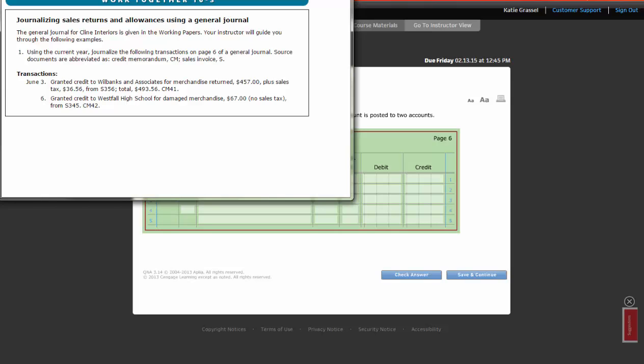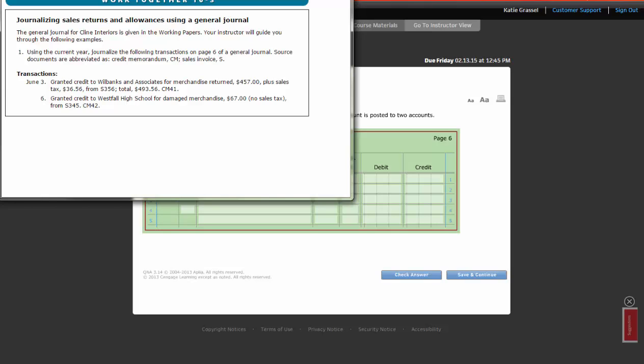Now, in the last chapter, we learned about debit memorandums. What do debit memorandums deal with? Returns of merchandise. So when merchandise is returned, we're going to have a debit memorandum, and we're going to be affecting purchases, returns, and allowances. Because purchases have what for normal balance? Debit. Debit memorandum, debit purchases. Got it?